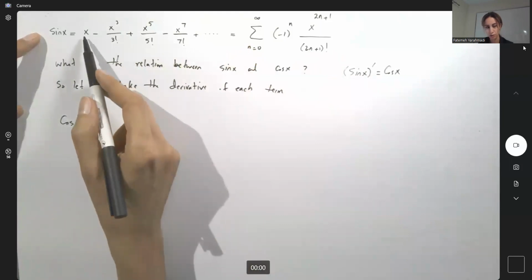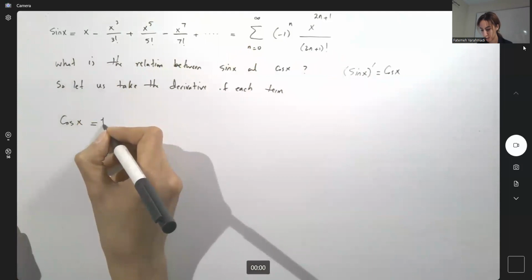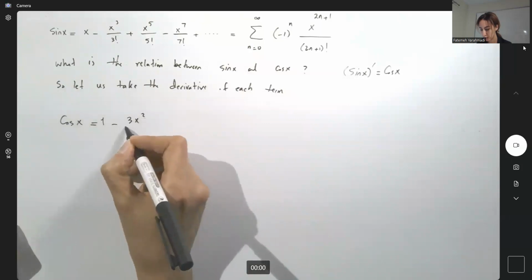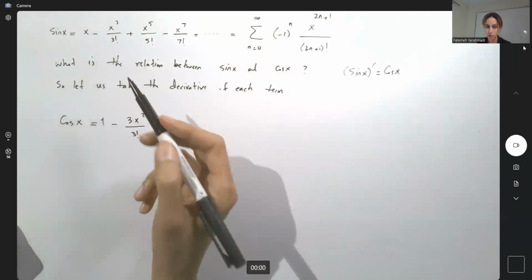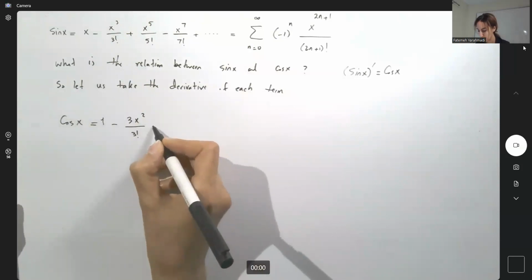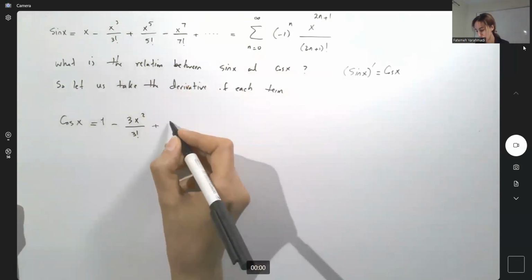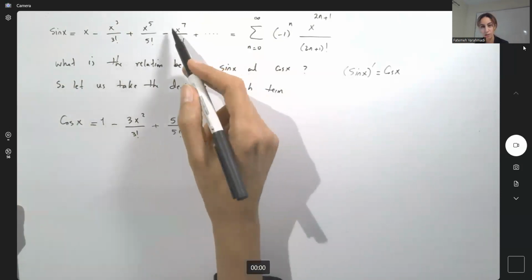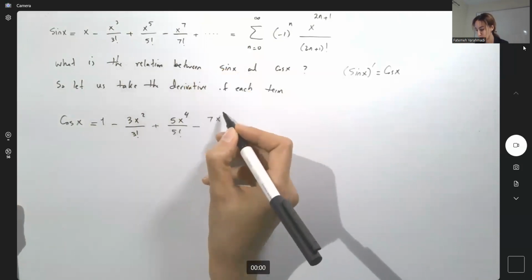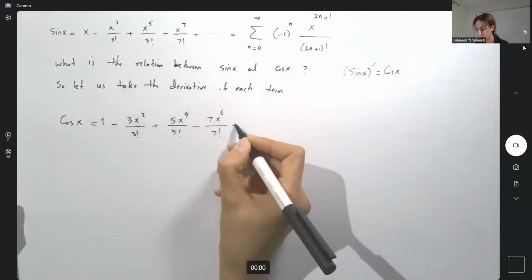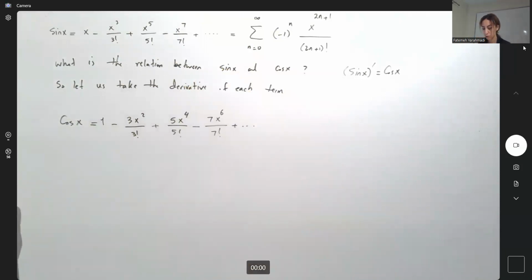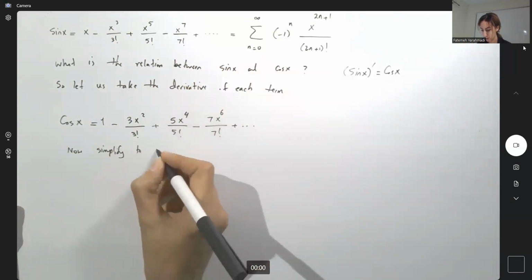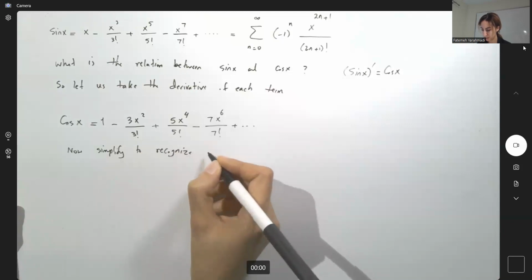This is obvious. The derivative of x is 1, minus the derivative of x to the third, which is 3x squared divided by 3 factorial. The 3 factorial stays the same. Plus the derivative of x to the fifth, which is 5x to the fourth divided by 5 factorial, minus the derivative of x to the seventh, 7x to the sixth divided by 7 factorial, plus the rest of the terms. So let us simplify now to recognize the pattern.